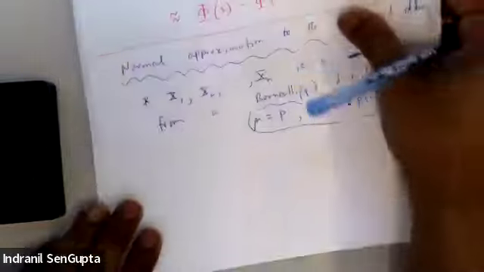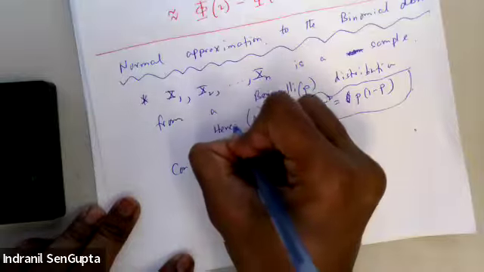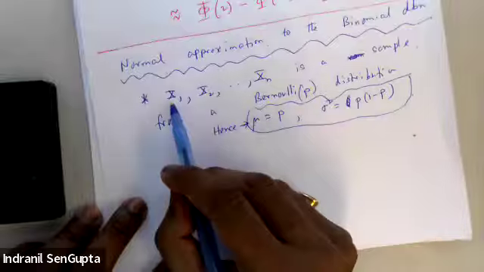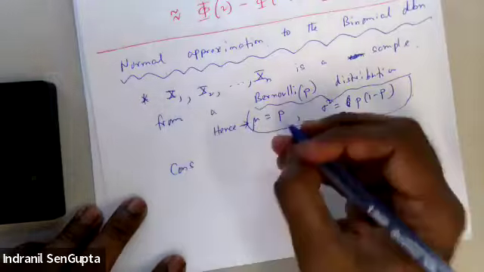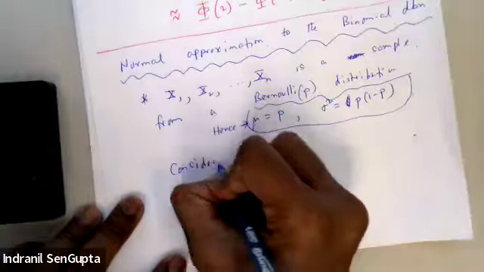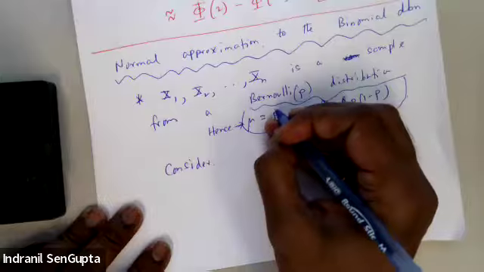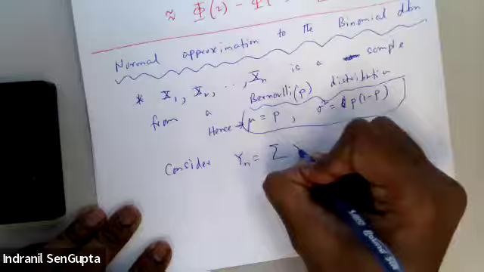Hence, this is a known fact. And by mu, I mean the expected value, so the mean of the individual X's. Okay. So consider now the sum of the Xn's.